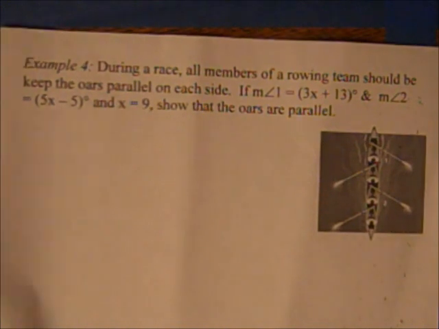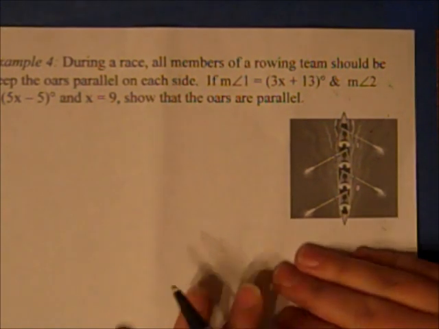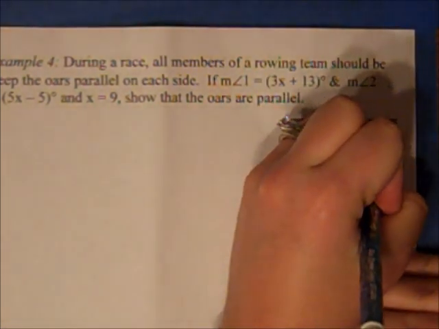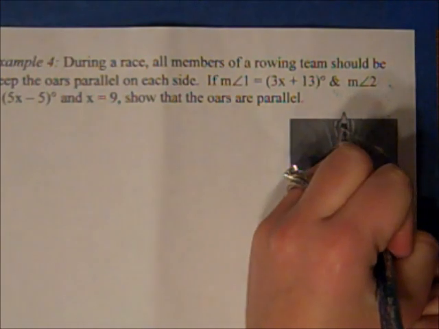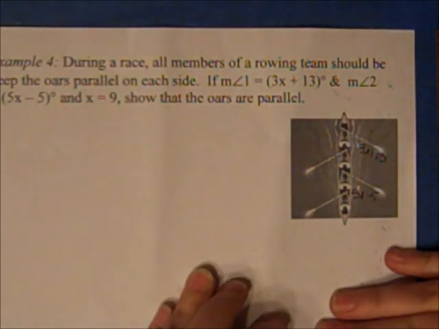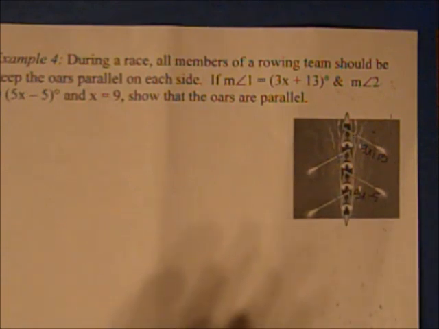Okay, last one here. During a race, all the members of a rowing team should be keeping the oars parallel on each side. If measure of angle 1 is 3x plus 13, measure of angle 2 is 5x minus 5, and x is equal to 9, show that the oars are parallel. Okay, you could probably do this problem by yourself by now, so if you want to pause and do it by yourself, then that's probably a good idea.